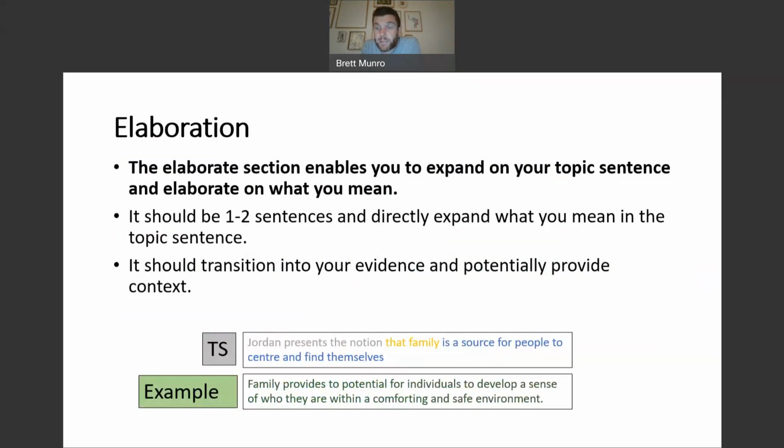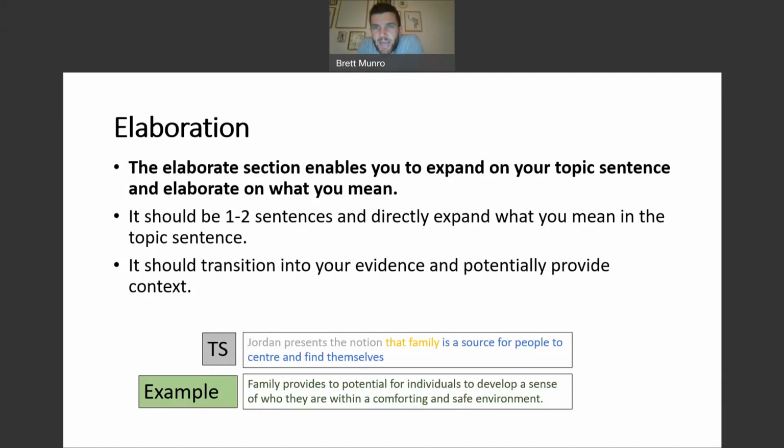So, like I said, elaboration in TEEL, which in this case is the first E, might not be something that you've seen before, but I do like to put it in there because I think that it provides a really handy reminder that sometimes you do need to explain your topic sentence a little bit more before you get into your evidence. And this is often so that you can really just explain that idea, explain exactly what you mean.